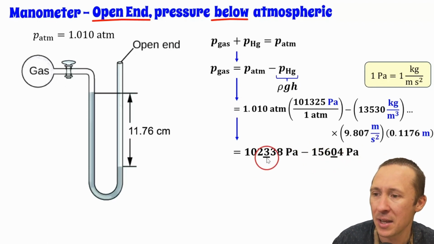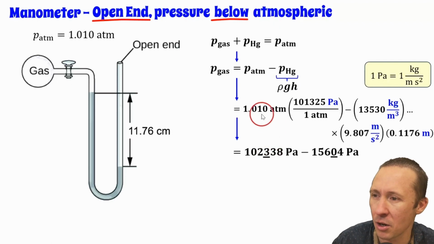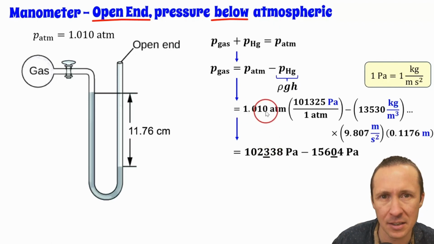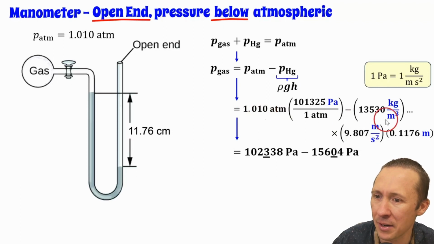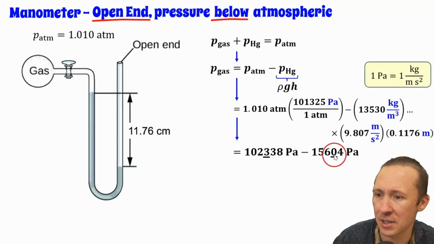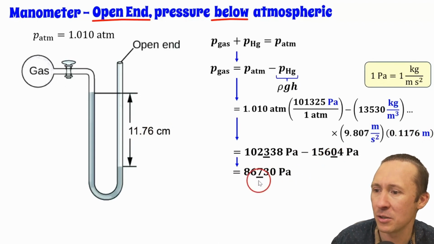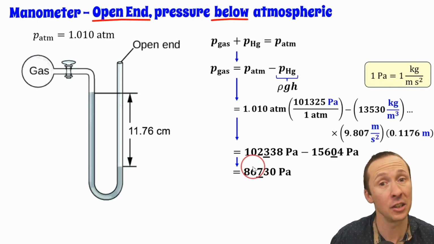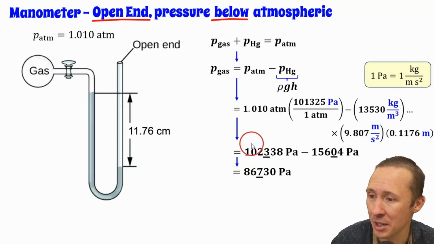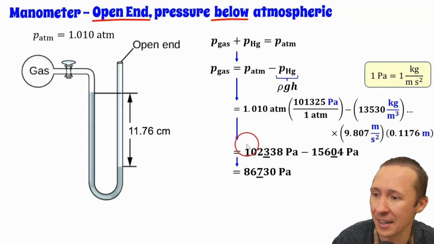The first term is to 4 sig figs because our atmospheric pressure is significant to the third decimal place. So we have 4 sig figs here. And then in the other one, we have 4 sig figs for the height, so we have 4 sig figs there. Now if we subtract these two together, we have 86,730 pascals, which is actually 3 sig figs because we lose a leading place value right here when we subtract these two together.